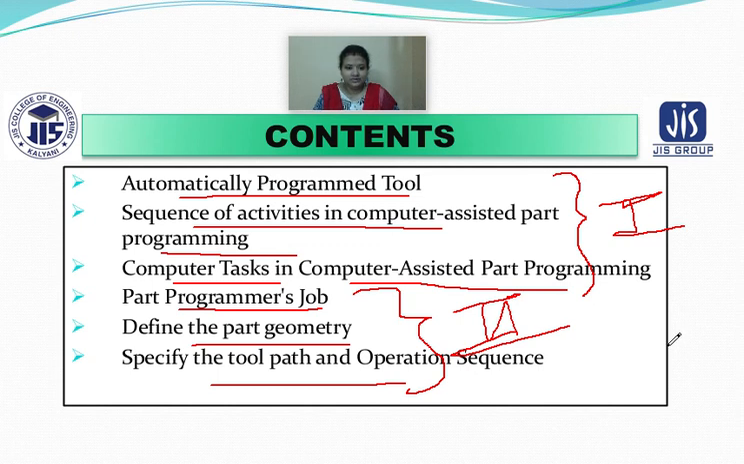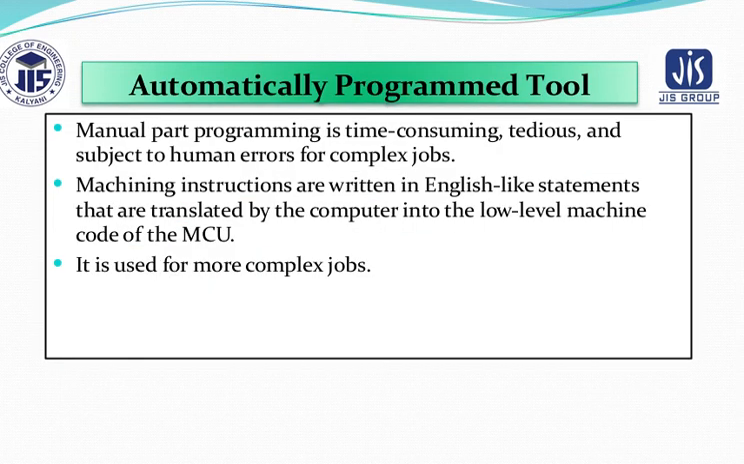Let's move to the next slide, where we discuss Automatically Programmed Tool. The parts discussed in my previous lecture were not so complex. They only required a very few instructions or sequence of operations. However, most parts machined on conventional NC are much more complex. Hence, manual part programming becomes lengthy and very tedious in terms of defining parameters.